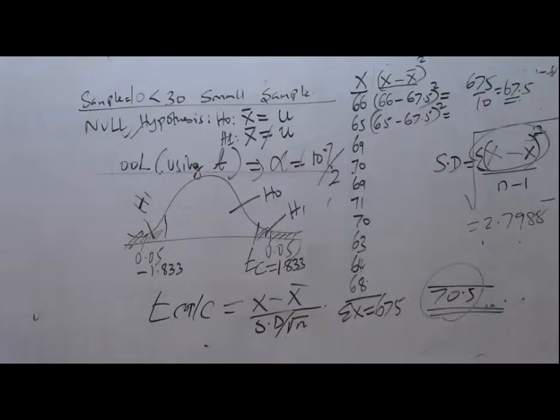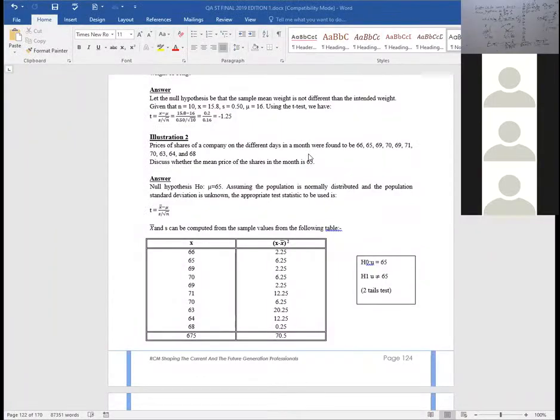You say Boru. What is the population mean? The population mean is what we believe, right? Our belief is that the mean price for the whole month is 65. We are told, discuss whether the mean price of the shares in the month is 65. So this monthly mean is our mu, 65.